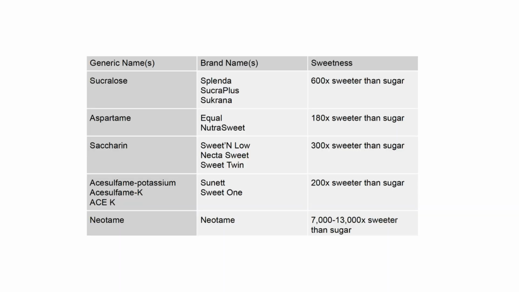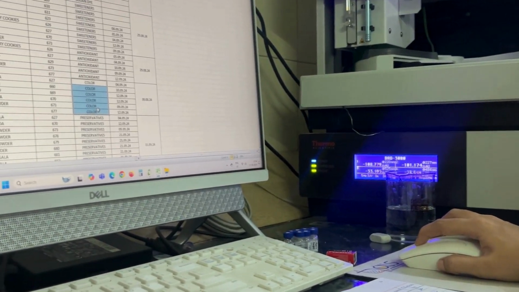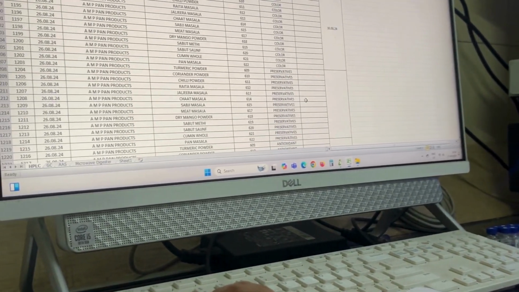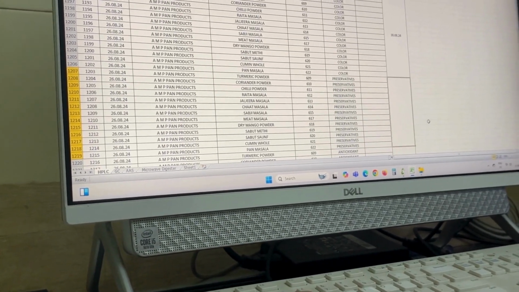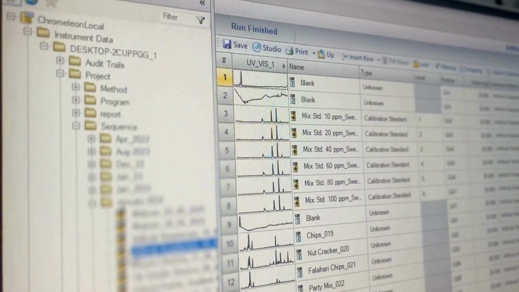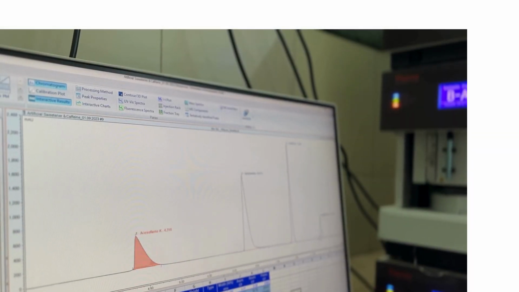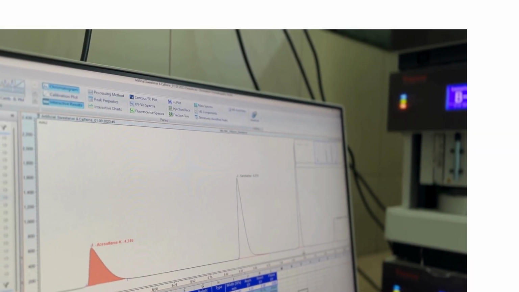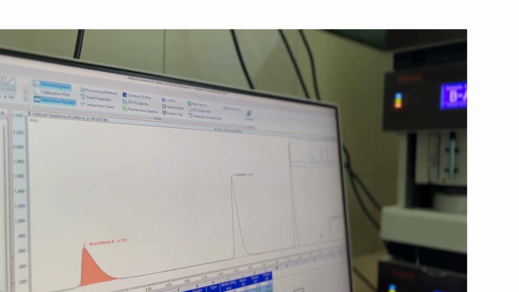The HPLC technique is used to estimate the presence of these artificial sweeteners as per the FSSAI guidelines. After the analysis runtime, a chromatogram is received which provides the software different peaks for all types of sweeteners present in the sample and their quantity. This allows the candidate to assess the sample for its formulation and adulteration information.